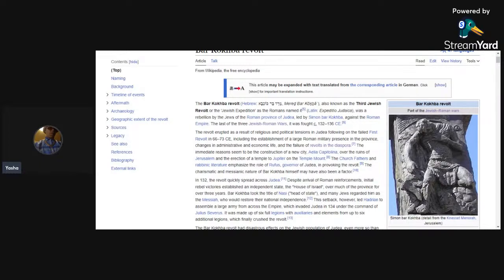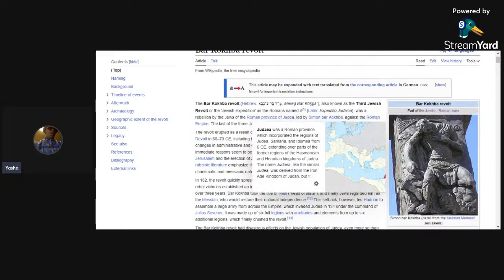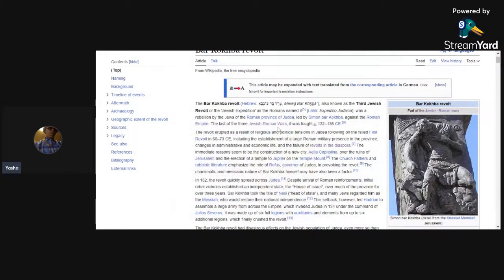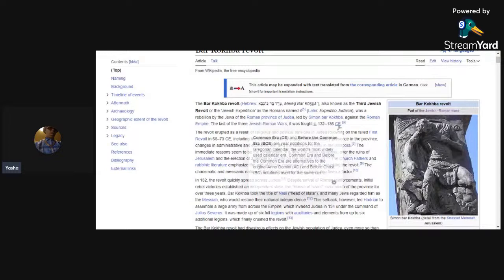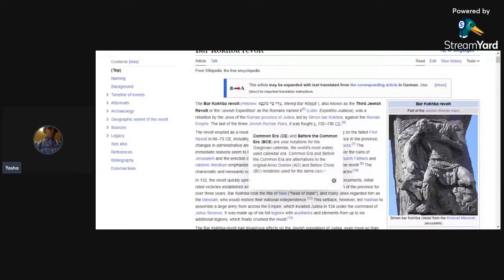Also known as the Third Jewish Revolt or the Jewish Expedition, as the Romans named it. In Latin, it's called the Expeditio Judaica. It was a rebellion by the Jews of the Roman province of Judea, led by Simon Bar Kokhba against the Roman Empire, the last of the three Roman-Jewish wars. It was fought in 132 to 136 CE. So this thing started from 66 to 136 Common Era.